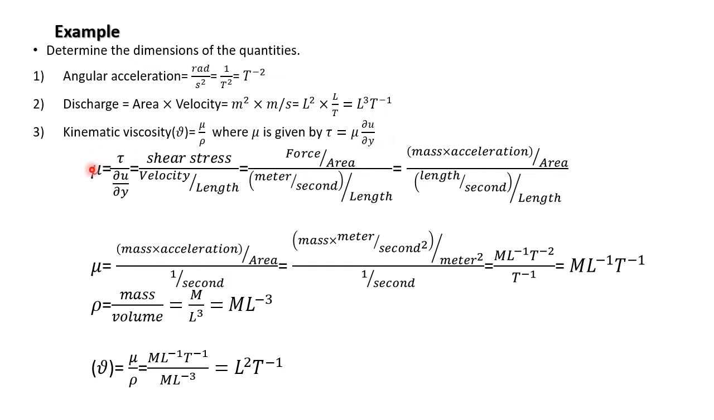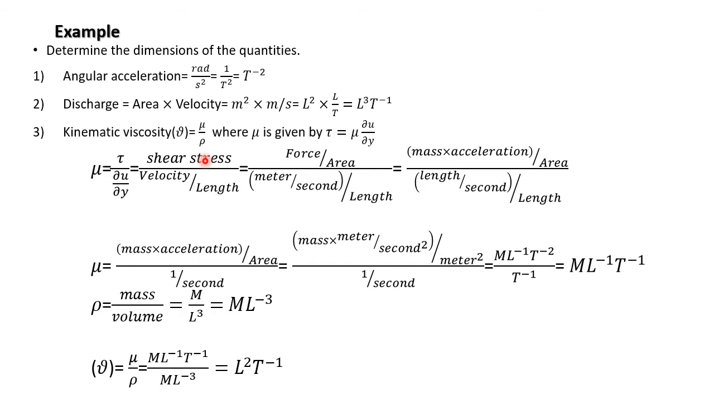So mu is equal to tau by dou u by dou y. Tau is shear stress, u is velocity and y is length. So I can write this in terms of units as shear stress per velocity per length. Now I need to simplify this till I get one of those 7 primary dimensions. We need to simplify it till we get the primary dimensions.